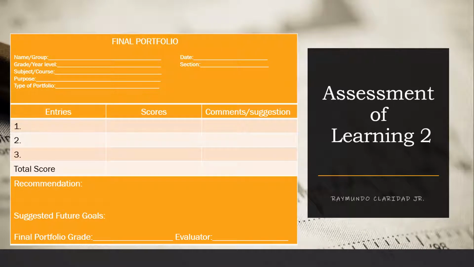And this is an example of a cover sheet, which is for a final portfolio. It includes the name of a group or the name of a person, the grade or year level, the subject or course, the purpose, the type of portfolio, the date, and the section, the entries, the scores, the comments or suggestions, and the total score. It also includes the recommendation and the suggested future goals, and the final portfolio grade and the evaluator.